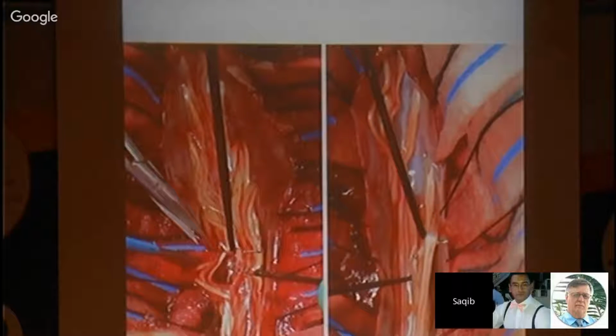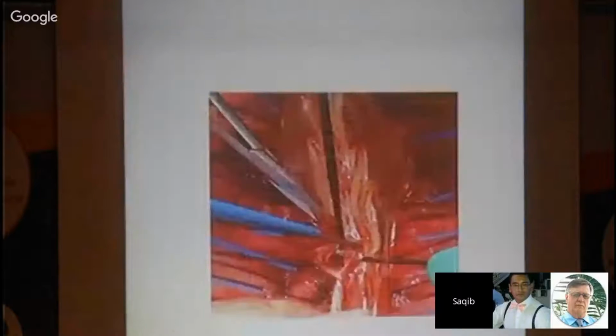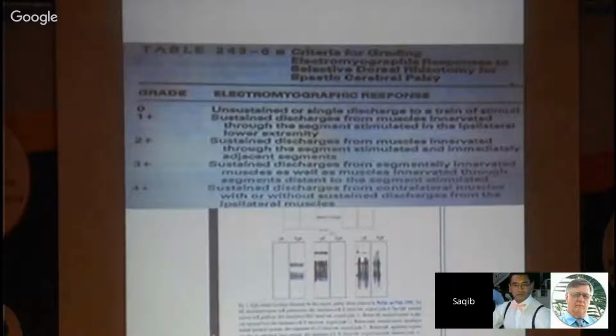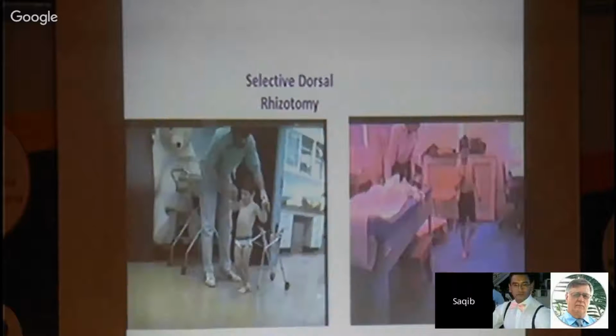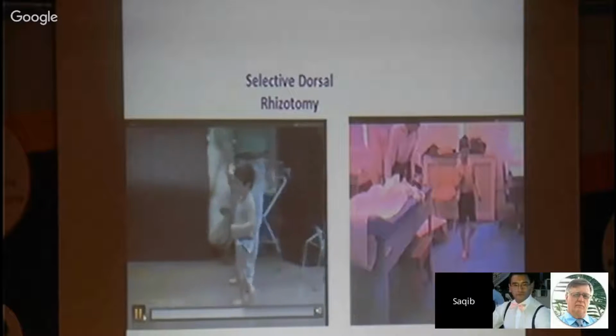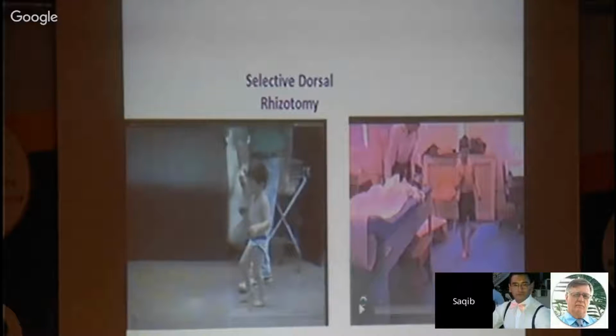We stimulate each rootlet, and then out of, say, 5 rootlets from L4, we cut the 2 more spastic rootlets through a grading criteria. I'm not going to go into those details. You see these waves, and we're cutting those waves. This is the criteria by Dr. Park from St. Louis. This is how we're doing it. I'm just going to show you this video, and I'll end my talk on this. This is the patient with spastic diplegia, pre-op, and this is 3 years post-op.